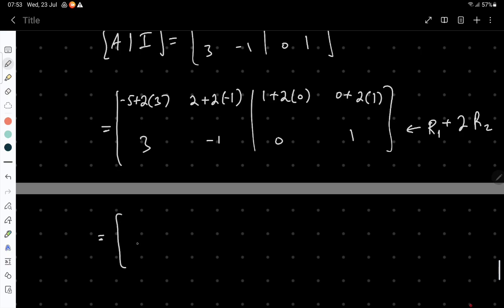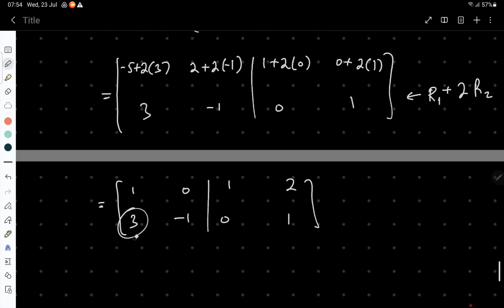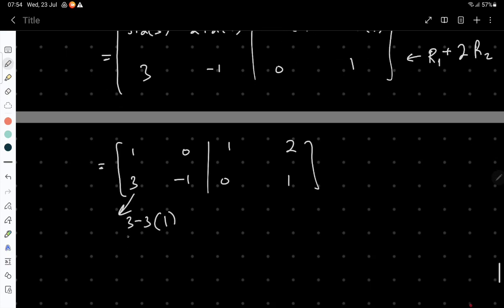Now just simplify these things: 1 0 1 2. And the second row stays 3 -1 0 1. Now I have to make 0 here. How can I make this? 3 minus 3 times 1. What does that mean? This means R2 minus 3 times R1, and this change will be done in R2.